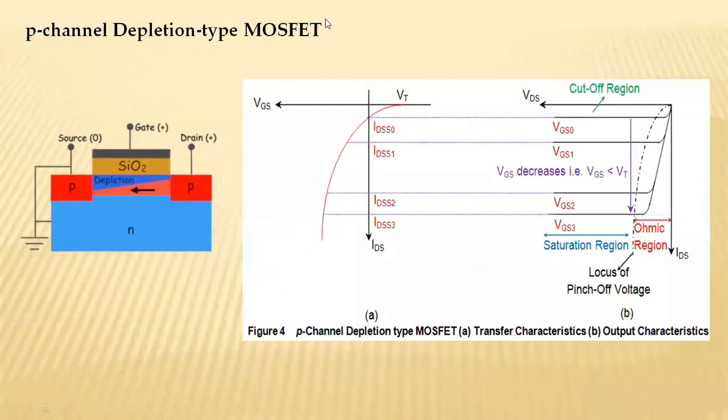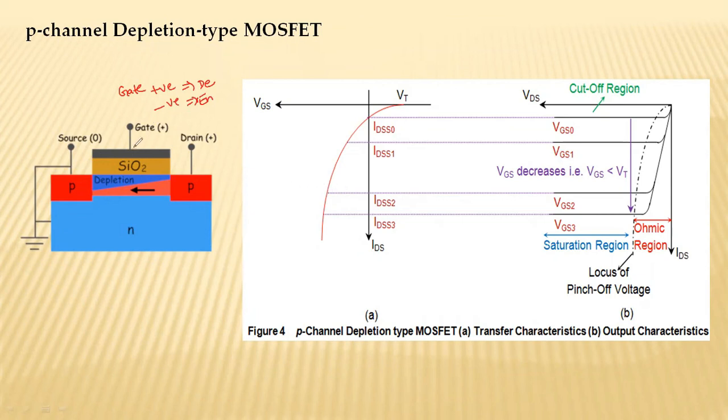In the P-channel depletion mode MOSFET, the characteristics are similar to the enhancement mode MOSFET. As you go on increasing the positive voltage, you know that the gate voltage may be positive or negative. If it is positive, then it is depletion mode. If it is negative, then it is enhancement mode for the P-channel MOSFET.